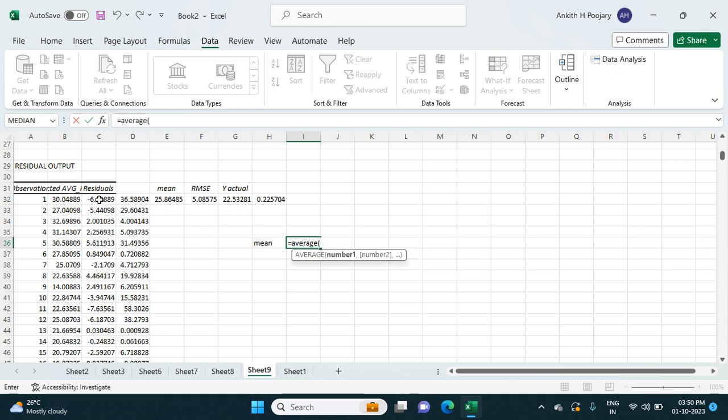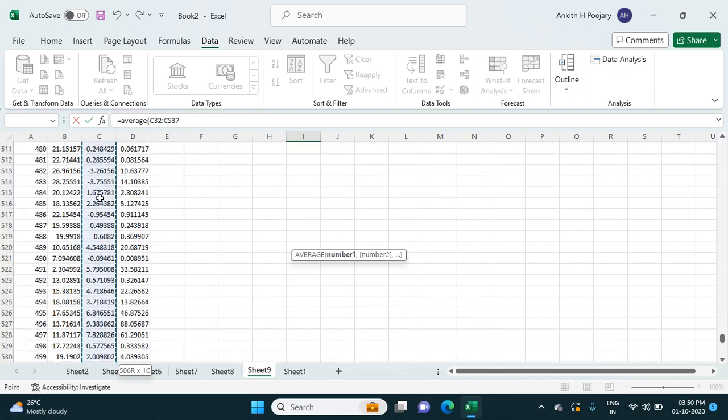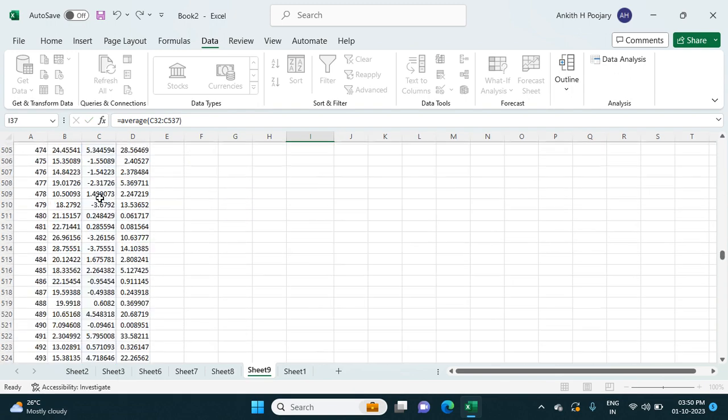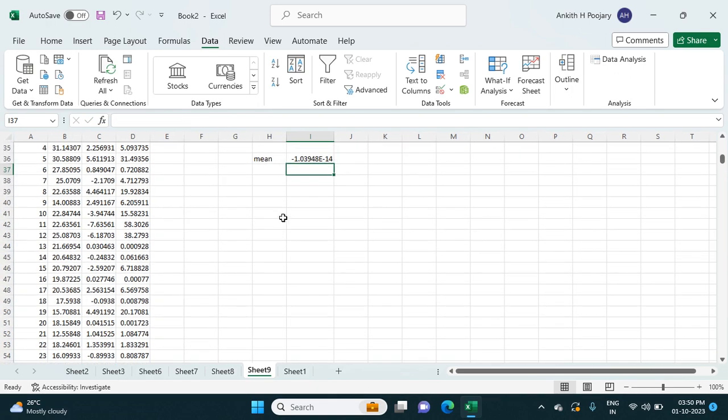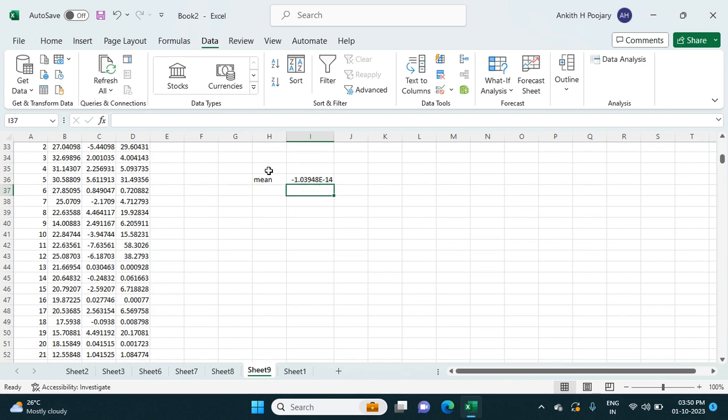Okay. Then I select whole, enter. So that is minus 1 point till here E14, means it's close to 0. We can call it this is 0.